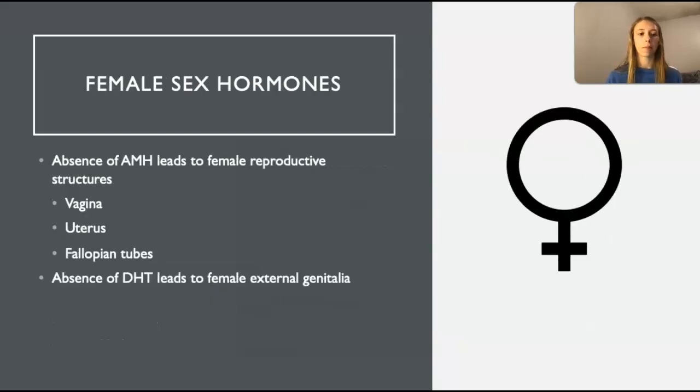Female sex hormones. In the absence of AMH, the Mullerian ducts develop into the upper portion of the vagina, the uterus, and the fallopian tubes. In addition, the absence of DHT leads to female external genitalia. The female external genitalia development does not require estrogen, but estrogen will later influence the initial onset of the menstrual cycle in women.